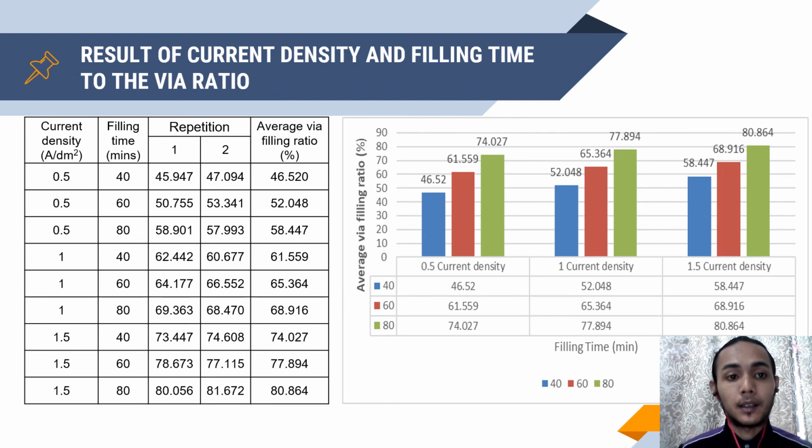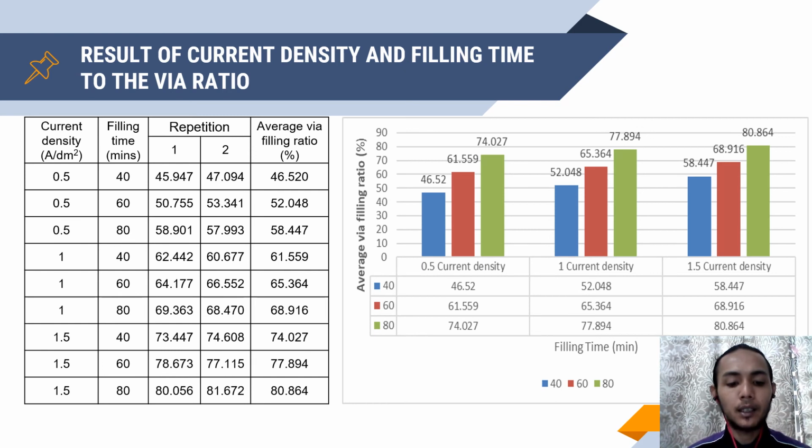Okay, the result of the current density and filling time on the via filling ratio. As the current density and filling time increase, the average via filling ratio will also increase because this causes copper ions to accept the charge and deposit onto the FPC.